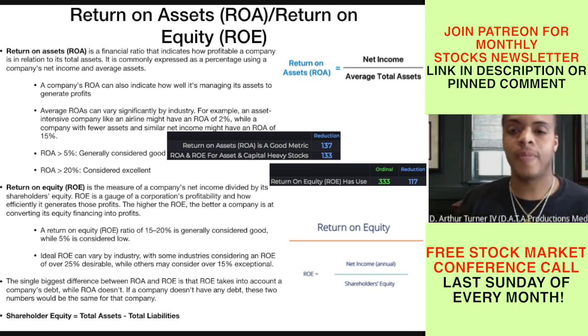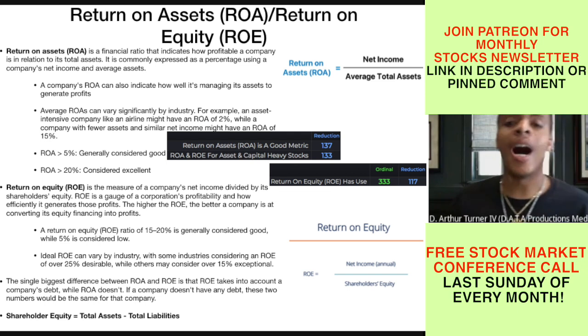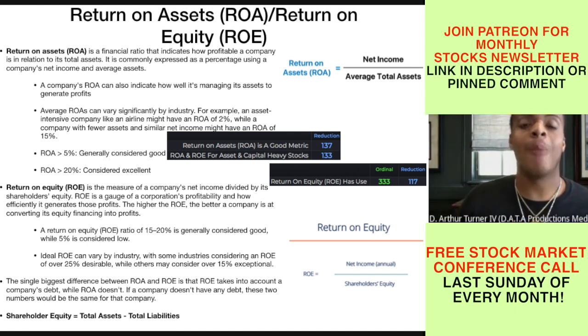So not divided. And then we've got the return on equity formula, ROE: net income, annual, and then the shareholder equity, which is assets minus the liabilities. Then for gematria, we have "return on equity, ROE, has use" at 333 in English ordinal, powerful, and the 117 in English reduction together. So return on equity, ROE, is an important metric for companies.